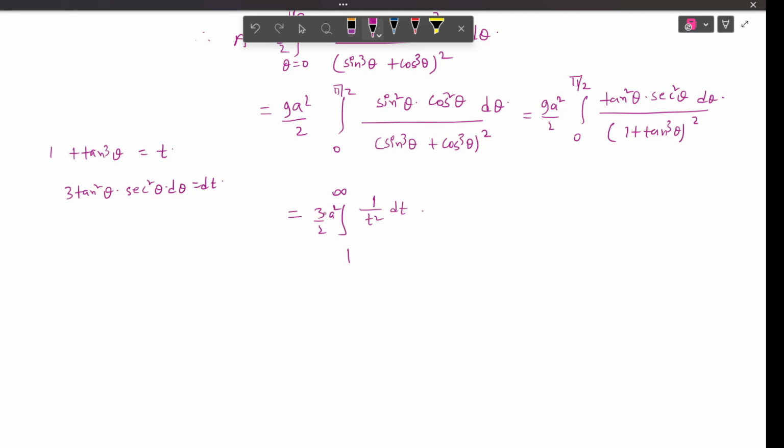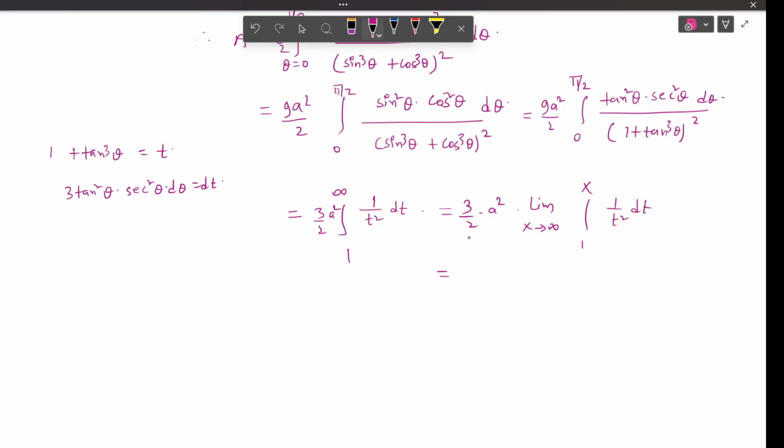Now see, here it's an improper integral where the upper limit is infinite. So we have uploaded a video of how to solve improper integrals. If you have any doubts, please watch that video. We can write this as 3 by 2 a square, limit x tends to infinity, integration 1 to capital X, 1 by t square dt.